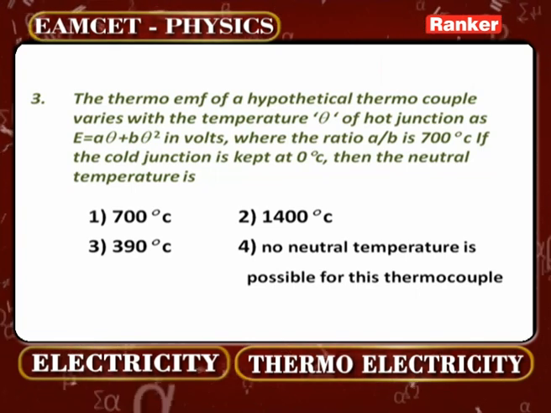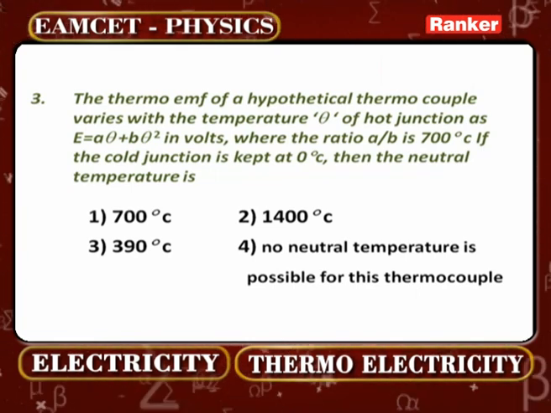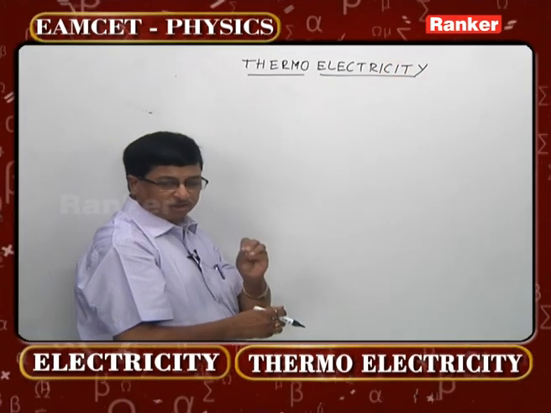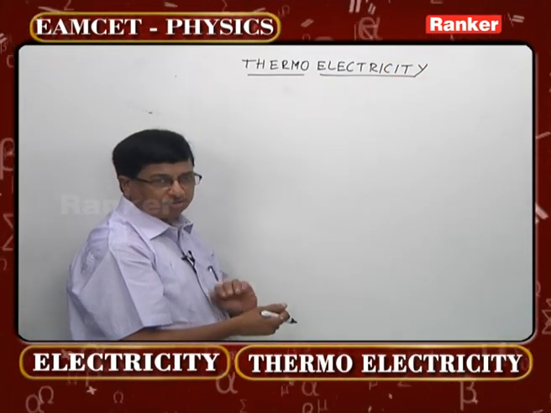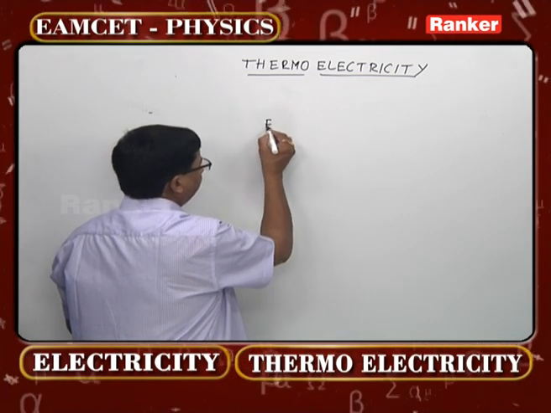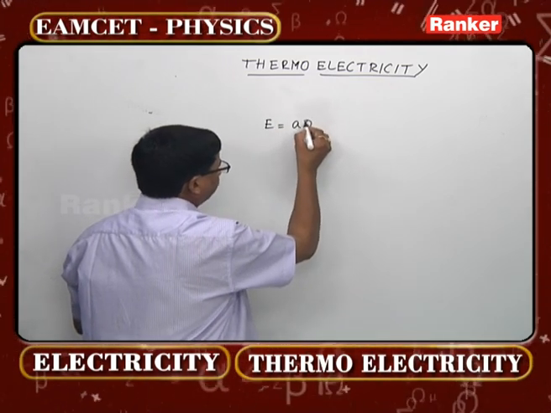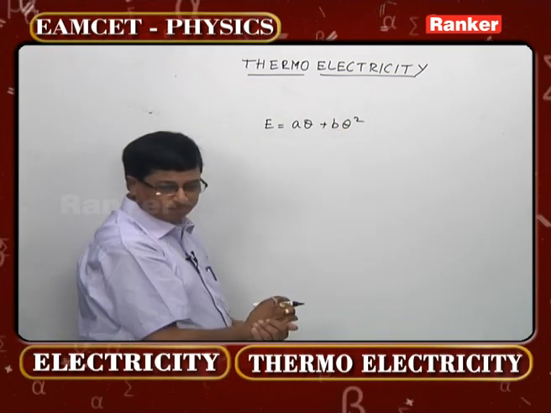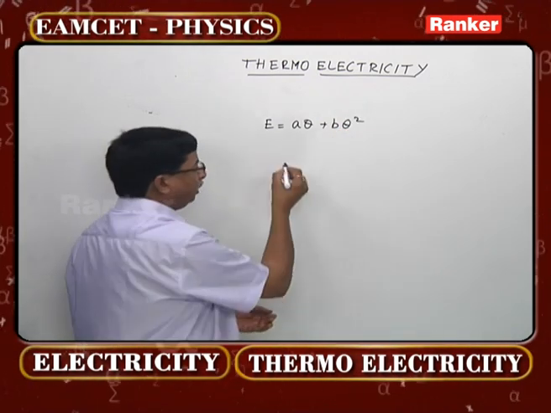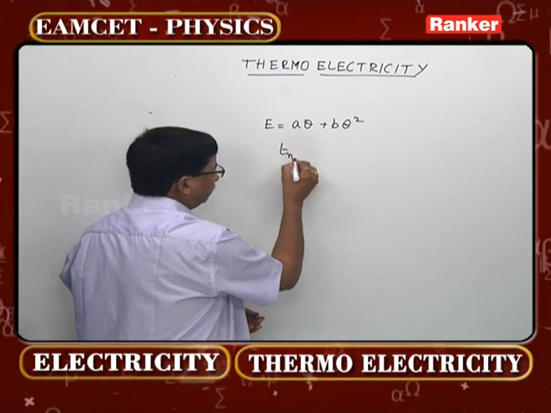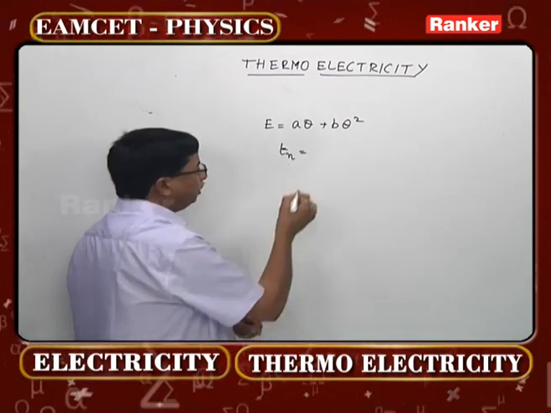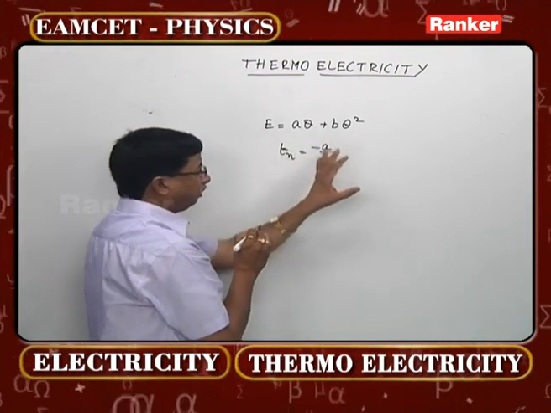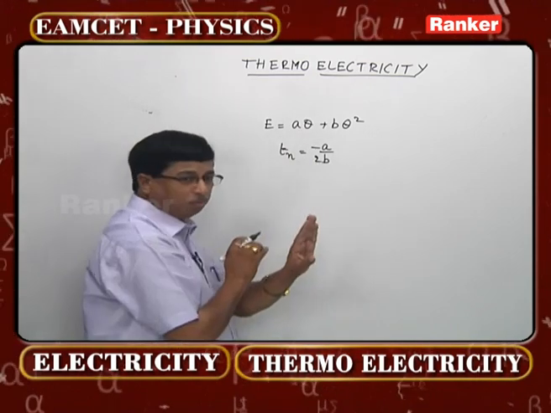The same question has been asked in one of the EAMCET papers earlier. A very controversial question in one way, but the method he has mentioned is appreciable. E is equal to A theta plus B theta square, that is the equation given for us. He is asking for the neutral temperature. Neutral temperature is minus A by B. Officially, the formula I have told you is minus A by 2B.